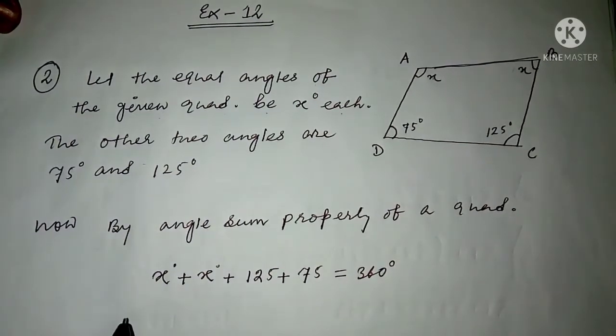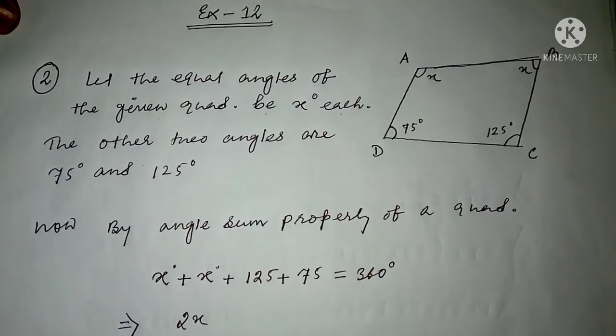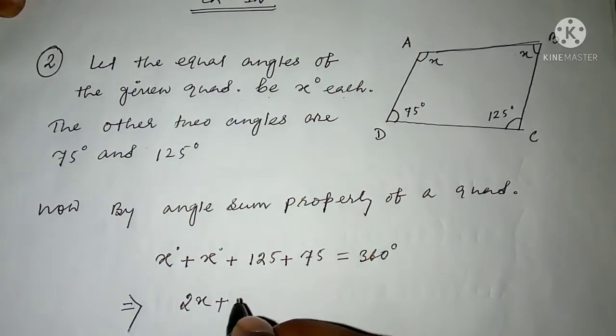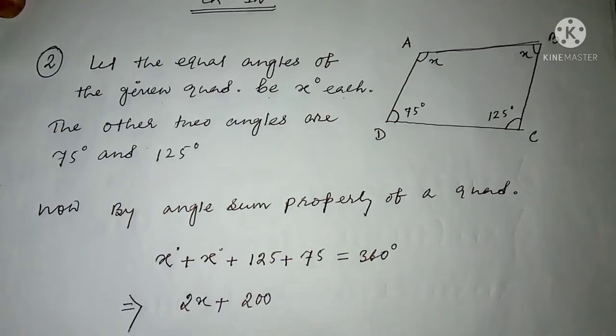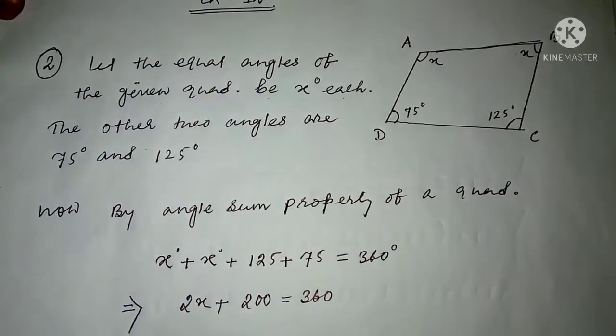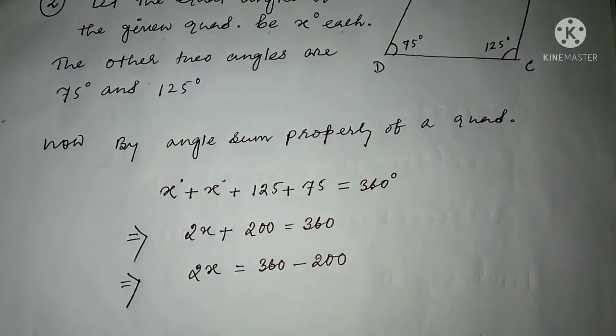Then you see here, x plus x always gives us how much? That is 2 times x. Then 125 plus 75 gives us how much? It is 200. Then on this side we have 360 here. As I need to find the value of x, I should always keep this x on the left hand side. So I'll transpose this 200 to the left hand side, so the sign will get changed. It will be minus 200.